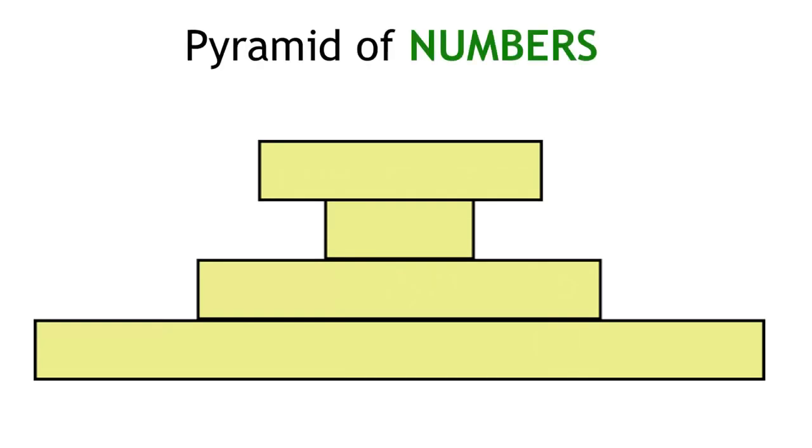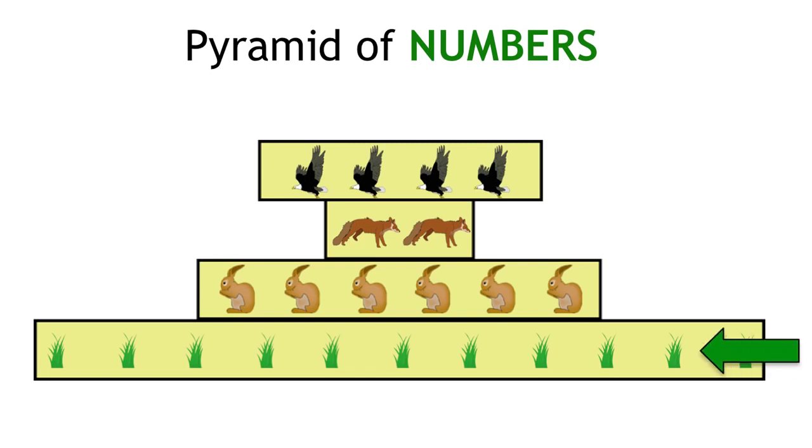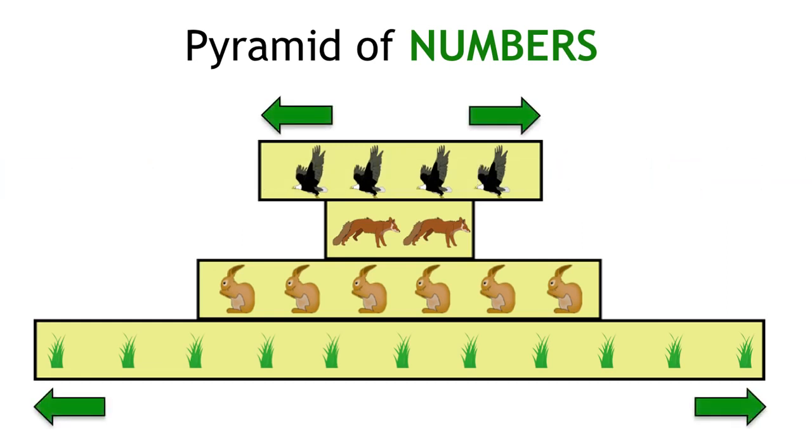So let's look at the following pyramid of numbers, which doesn't take into account the size of organisms. In this ecosystem, we have grass, which is eaten by rabbits, who are then eaten by foxes, who are finally eaten by eagles. As you can see in this example, thousands of blades of grass are eaten by lots of rabbits. That then feeds very few foxes. These foxes will then feed a larger number of eagles. The more organisms there are, the wider the bar is.